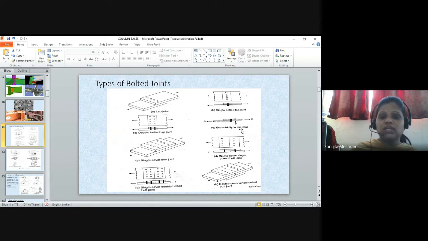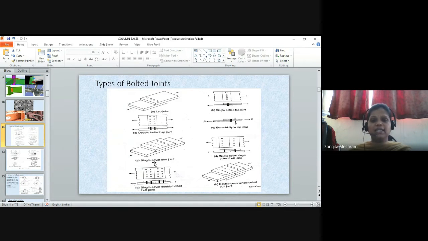It is not actually collinear. It has some distance. One plate has force P, the other plate also has some different force, but it is acting at some distance apart. So this is nothing but eccentricity. The distance between these two forces is nothing but the eccentricity in lap joint.